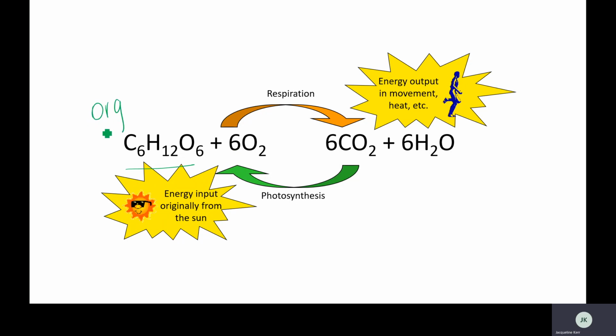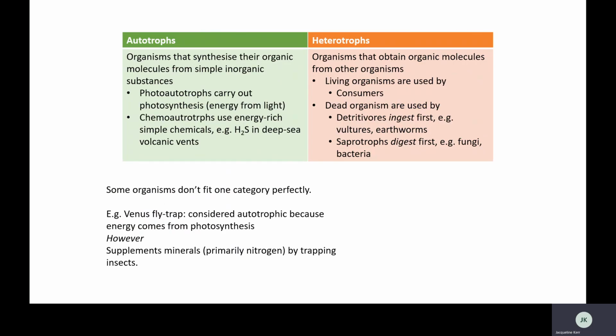So this side, we have something that is organic and energy rich, and this side, everything is inorganic. And that's important because that's how we define autotrophs and heterotrophs based on whether they obtain organic or inorganic substances from the environment. So an autotroph means self-feeding. The troph part means feeding, and auto meaning self. Most of the things we deal with are these, the photoautotrophs, so carrying out photosynthesis, particularly in terrestrial ecosystems, which means on land.